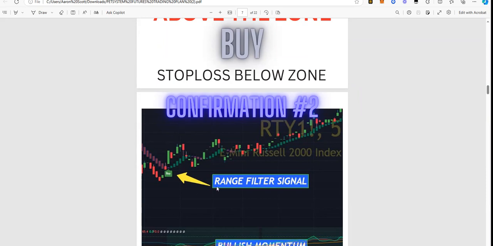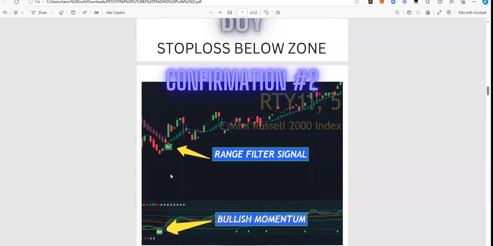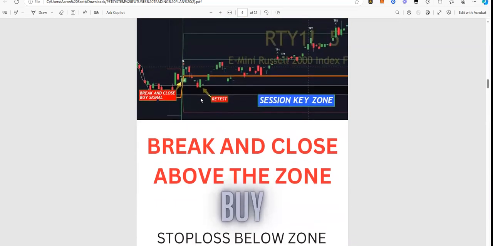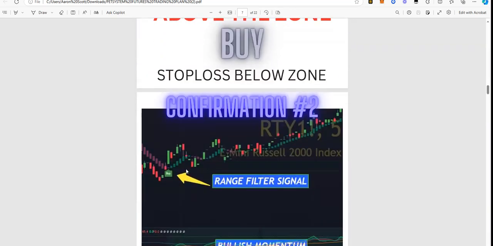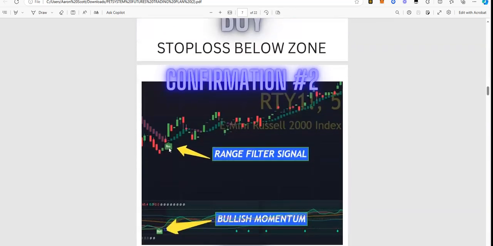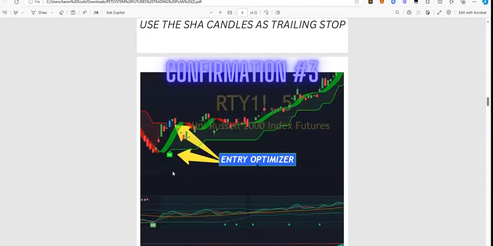So the second confirmation is the range filter from the Bogan effect, from the ultimate scalper system. You're going to get a break. You're also going to get a buy signal, which is your second confirmation. So if you get a break from the session key, then you pull up the range filter, you are in buyer's territory, you're in green above the Hakanashi, or you're seeing a buy signal. That's confirmation number 2.